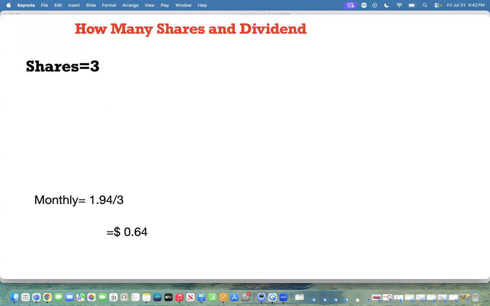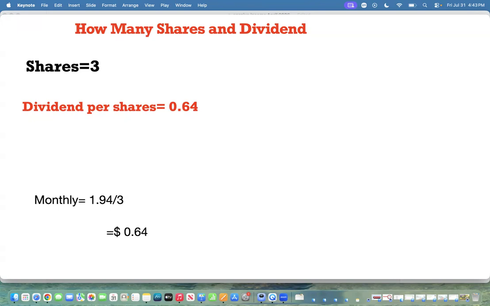So now let's see. On a monthly basis, you can only buy 3 shares for that kind of money, right? And the dividend per share is 0.64, which is 64 cents. And in this case it's not monthly, it's per share, 1 share, right? 64 cents, and it's quarterly because this is an individual company.